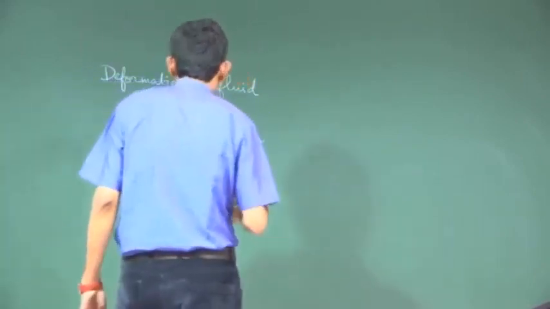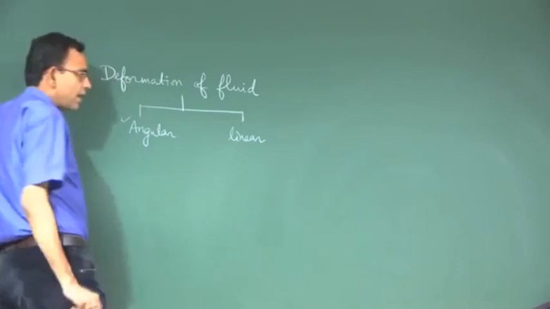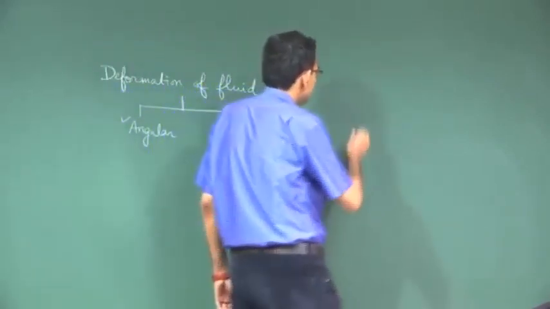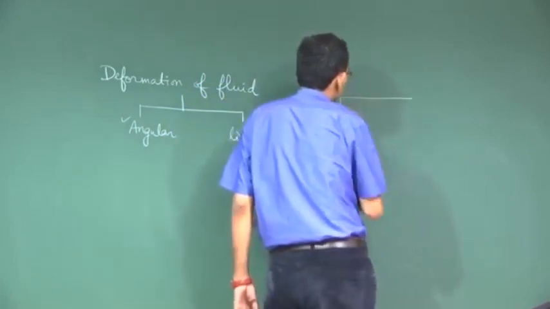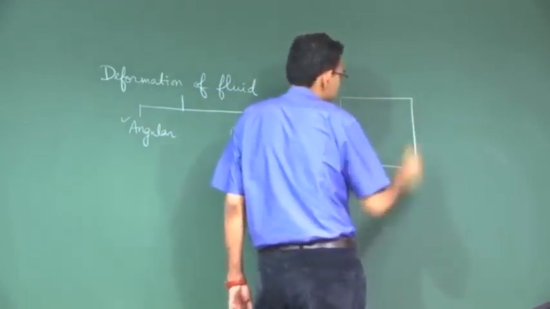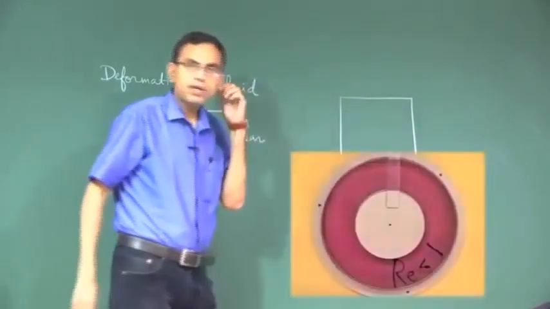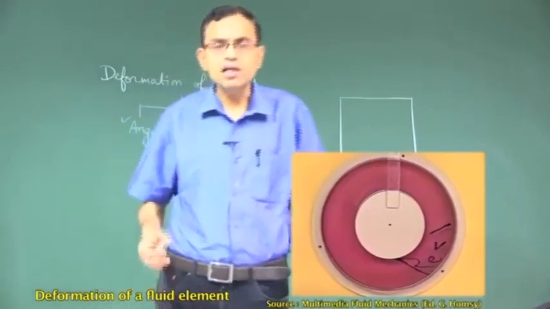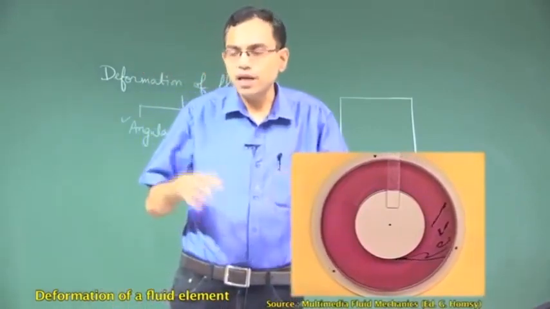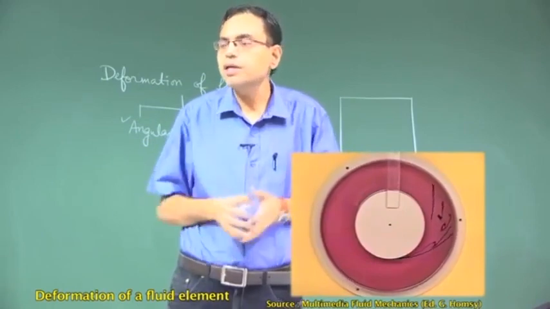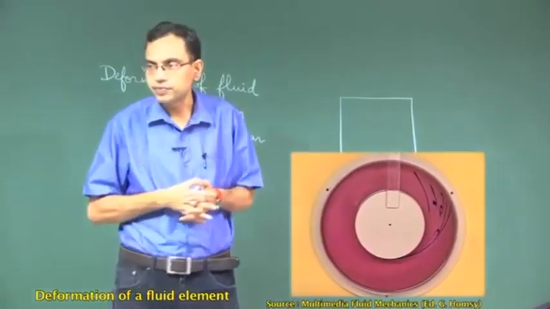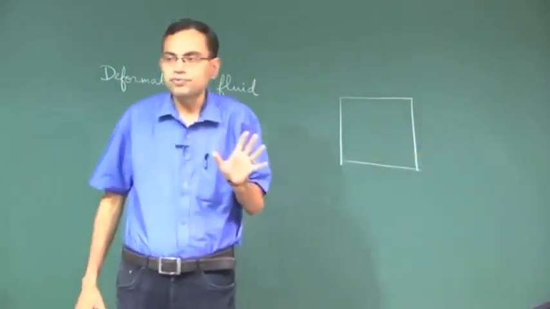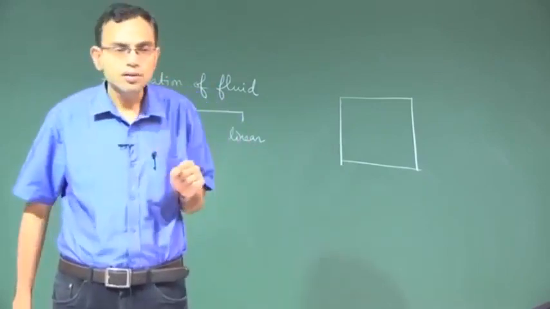So, we will start with the angular deformation, and I will try to present a simplistic picture of a two dimensional fluid element. So, you have a two dimensional fluid element like this. The question is that in general the fluid behavior is more accurately represented by a three dimensional picture. So, why will a two dimensional fluid element be good enough to describe the angular deformation?